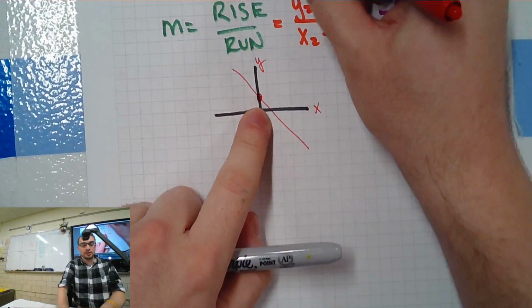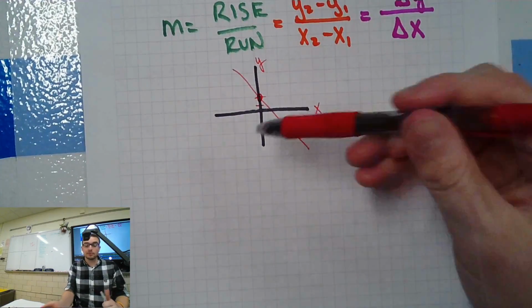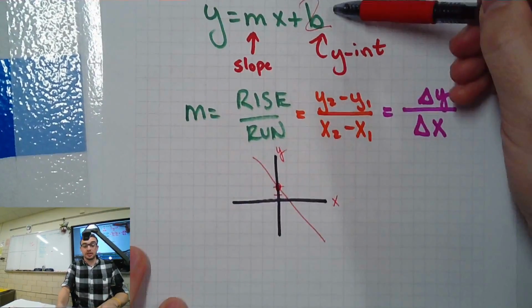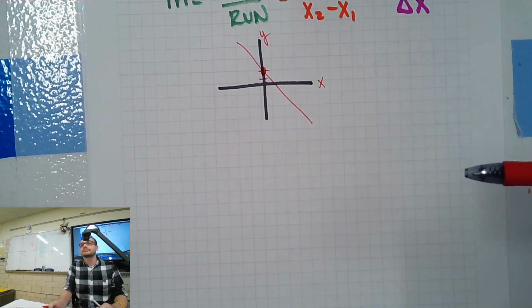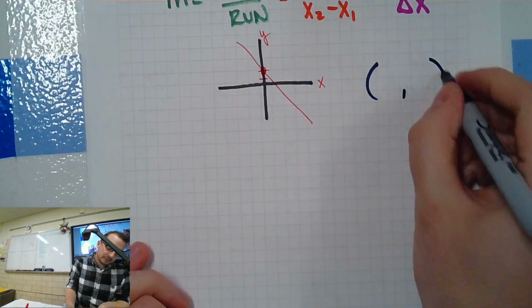So if the y-intercept here was a 2, that means it crosses at 2. That's the idea. It gets us a free point. That's what's nice about this. And then we could use our slope to find another one. So far, so good? Give me an example of a y-intercept. Give me a coordinate that would be a y-intercept.